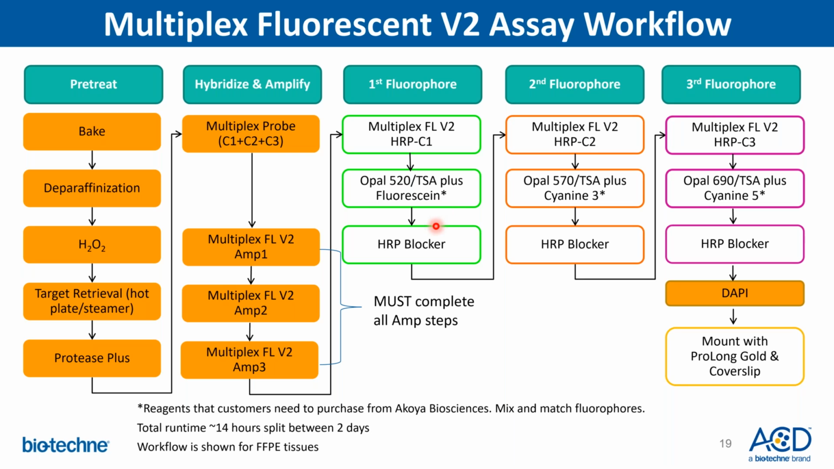The other thing to keep a note of, which is a unique feature of these assays, is that you can mix and match the fluorophores. In other words, the fluorophores are not directly tagged or conjugated to the channel probe. So you could switch the Opal 520 in this case, or the Opal 570 or 690 for that matter. Okay, so this is with regards to the manual assay workflow.